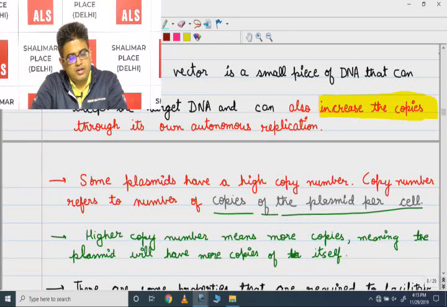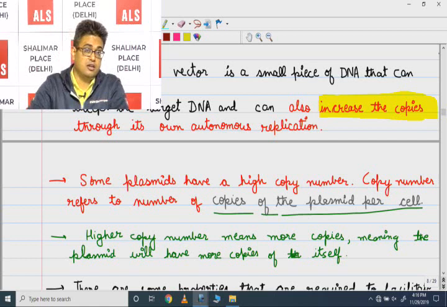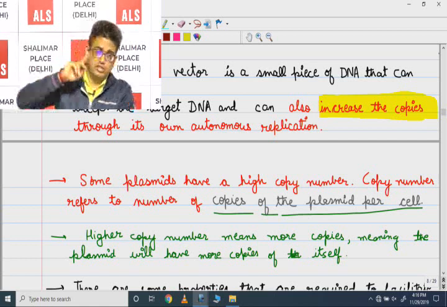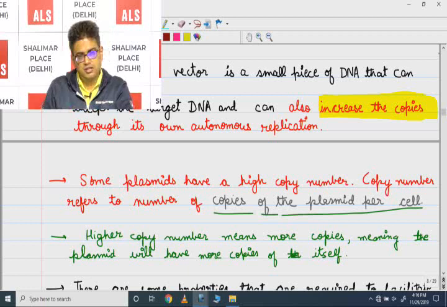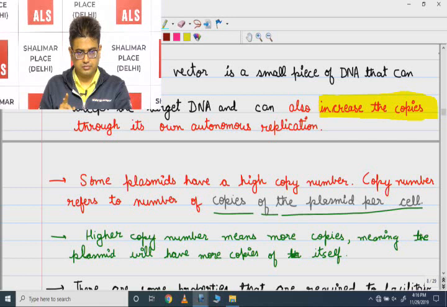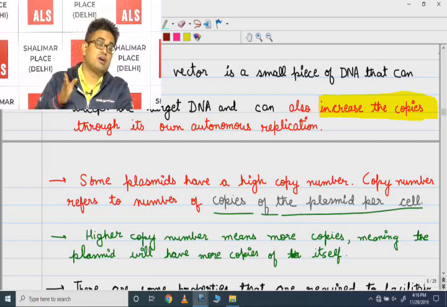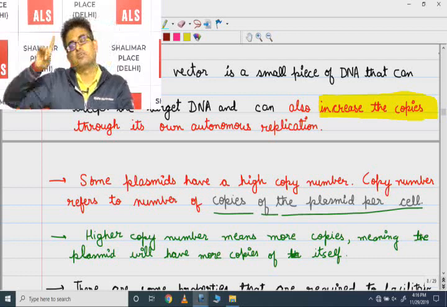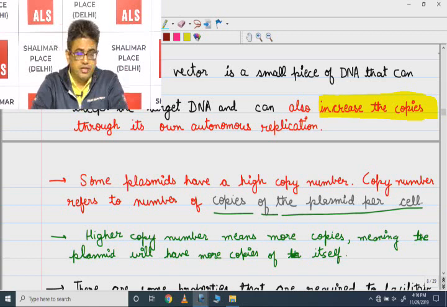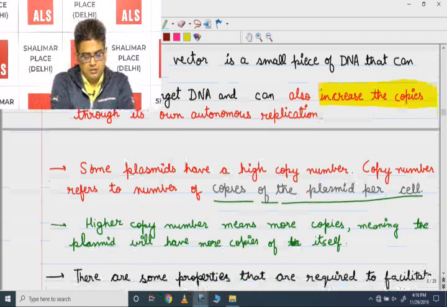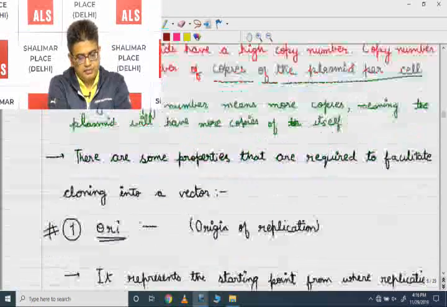So 100 copies of plasmid DNA per bacterial cell means that I will get a large amount of finished product. For example, if it is the insulin gene which has been inserted in the bacteria, I will have 100 copies of the insulin gene. That means the rate of production will become 100 times more than some bacteria which has only one plasmid, one copy number. So that is very economically useful, right? That is the purpose.